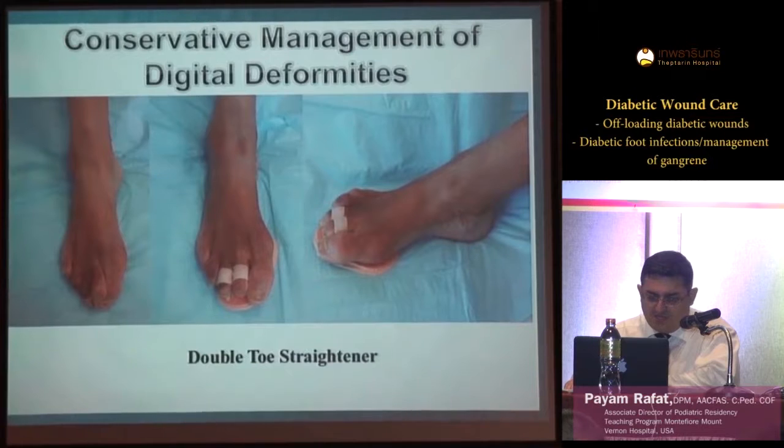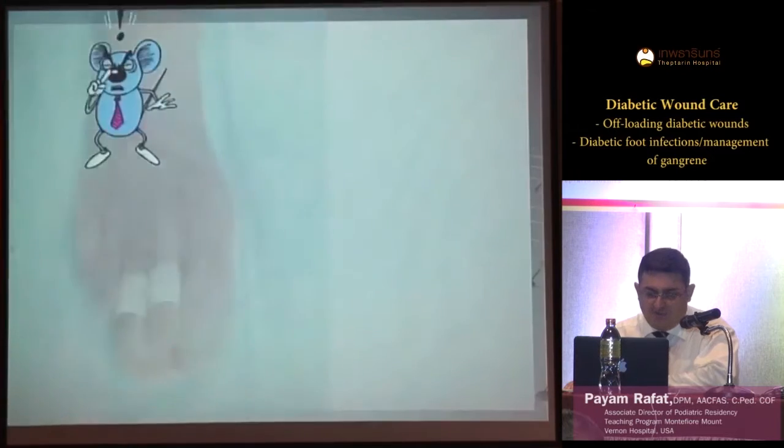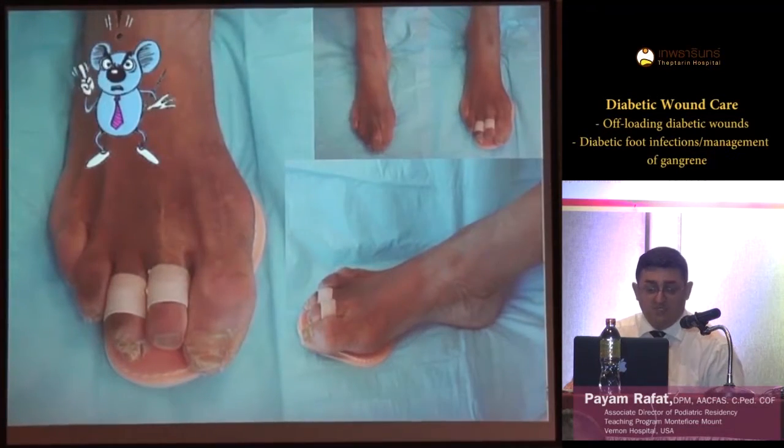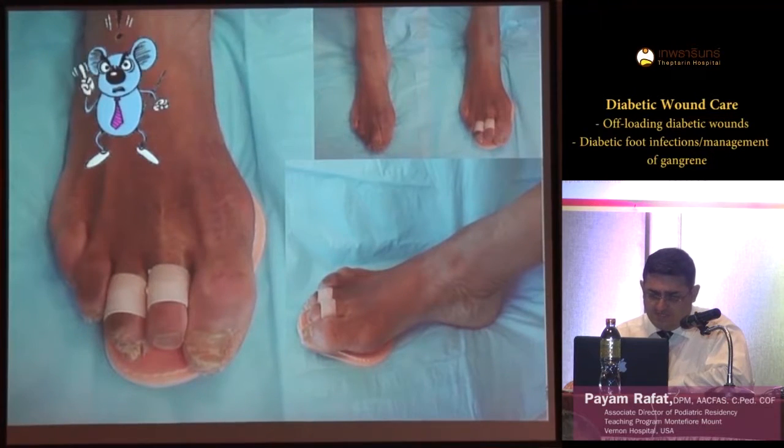This particular patient had a crossover second toe. They were given one of these toe straighteners. Seems like it's doing a really good job. However, not everything is good for every patient, so we have to look at each patient individually and see what they need. This particular patient, for example, as you can see, had a previous history of surgery.